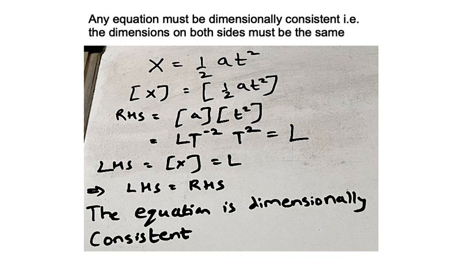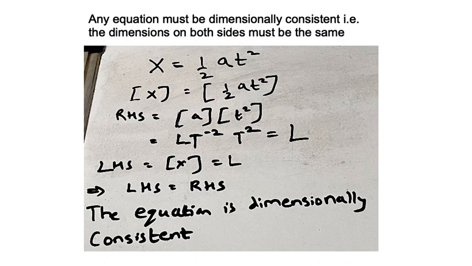Let's look at an example. Generally, the displacement x under a constant acceleration a that a particle undergoes is given by x equals half a t square. So this is the equation that we are going to look at. Now let us look at the dimension of the quantity x, which should be equal to the dimension of the quantity a t square. This half is a dimensionless constant, so it does not matter.